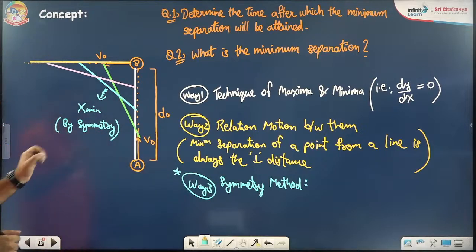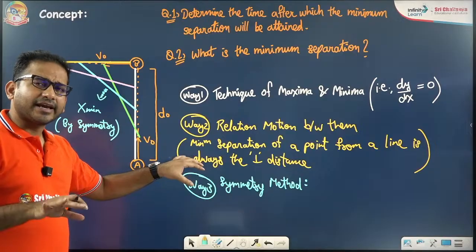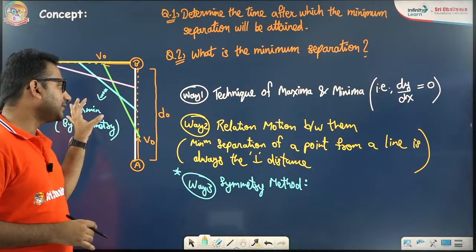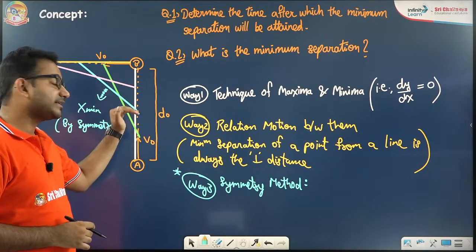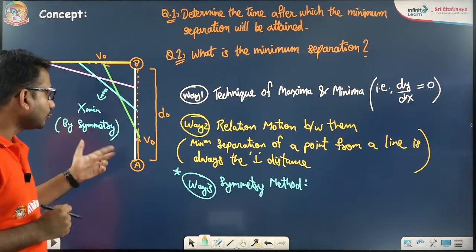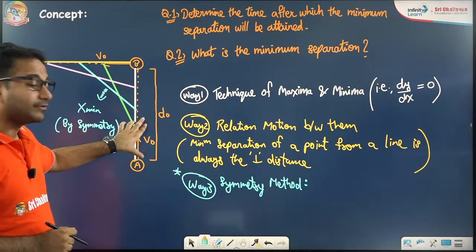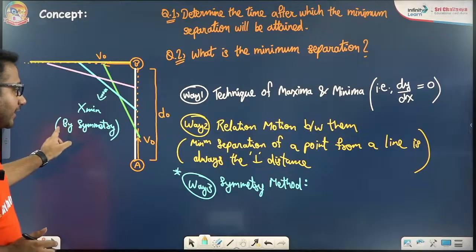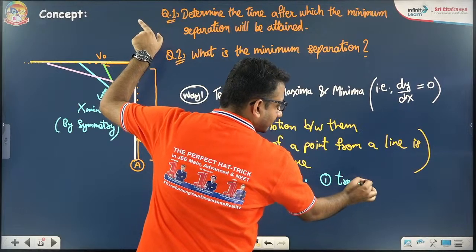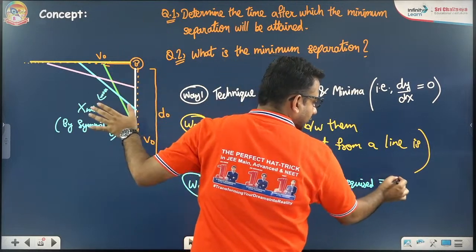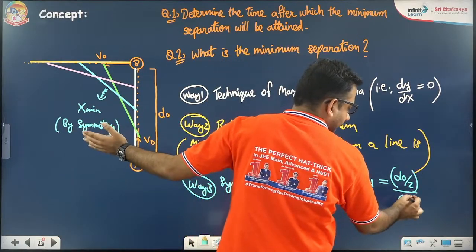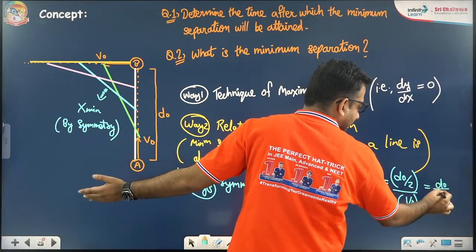I hope everyone agreed. So technically speaking, if they ask the time after which the minimum separation will be attained, then that will be the time when d0 by 2 distance has been traveled and d0 by 2 is still remaining. So if I am answering the first question, the required time t0, what distance is supposed to be traveled? d0 by 2 distance is supposed to be traveled, with speed v0, and hence the answer is d0 by 2 v0.